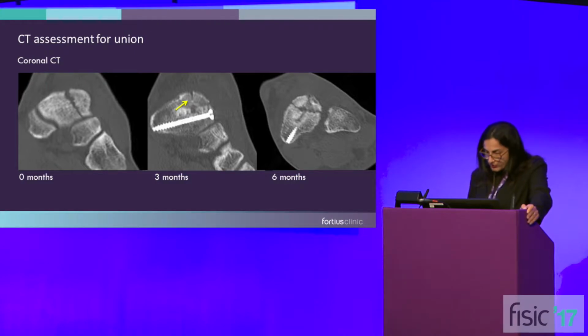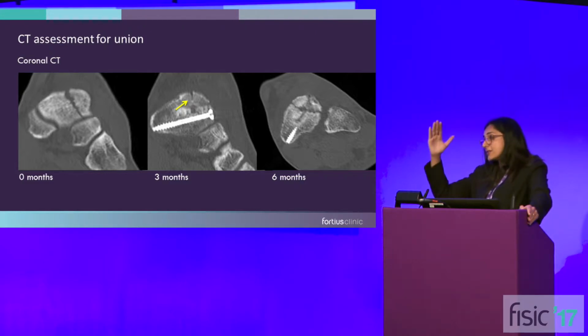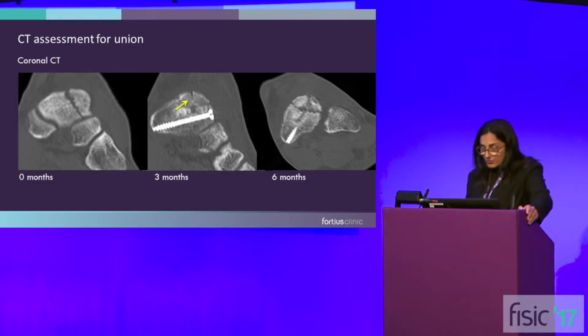And in fact, you question whether there is some propagation of that fracture. So this patient went on to have a repeat CT at 6 months, and in fact, that fracture has not united and in fact propagated further. And you haven't got all the slices here, but that screw was depressing into the fracture site as well. So not a good outcome for that.